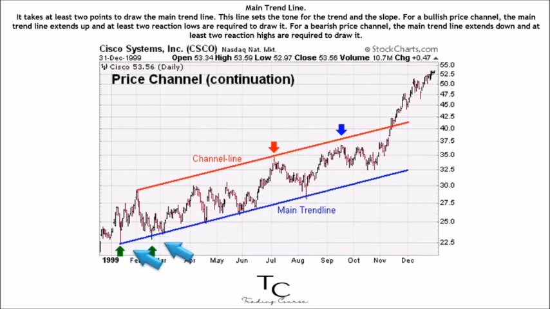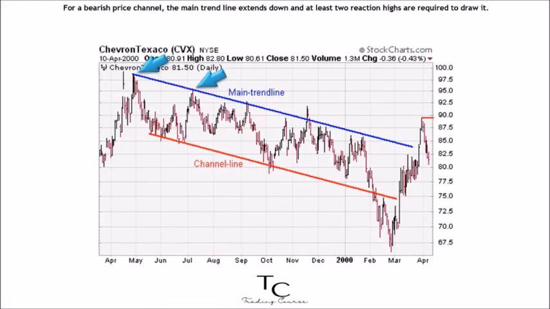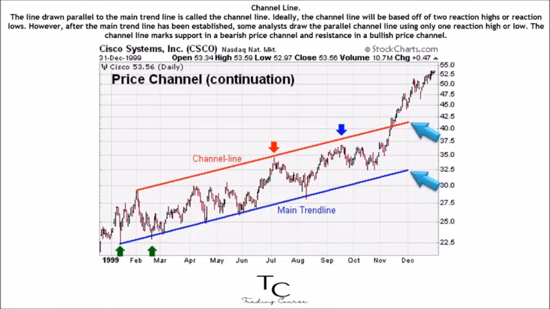For a bullish price channel, the main trend line extends up and at least 2 reaction lows are required to draw it. For a bearish price channel, the main trend line extends down and at least 2 reaction highs are required to draw it. Channel line. The line drawn parallel to the main trend line is called the channel line.